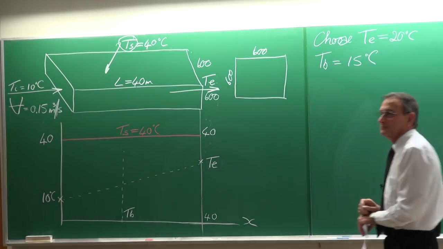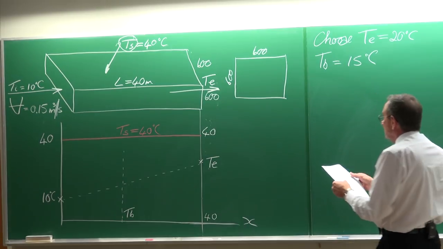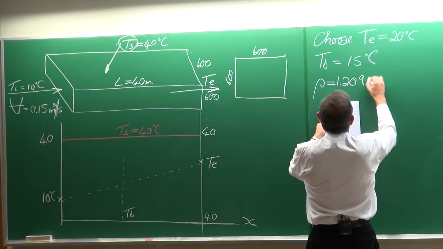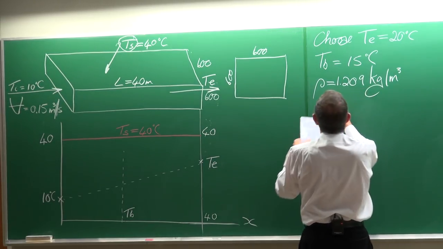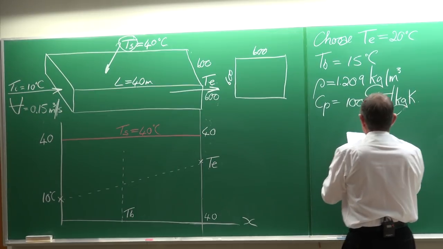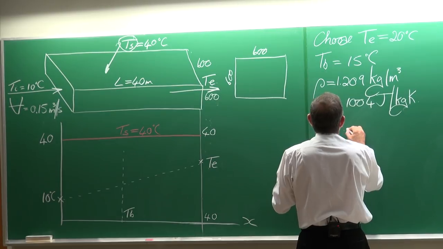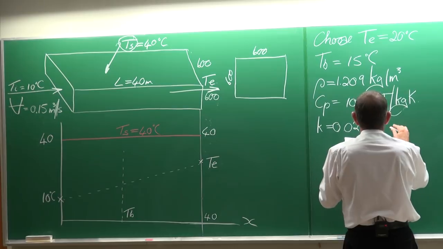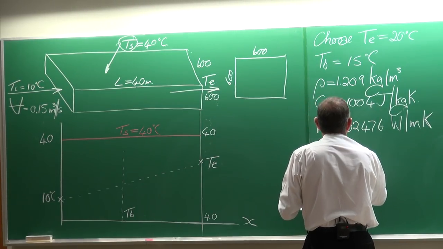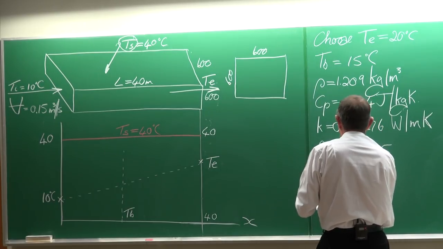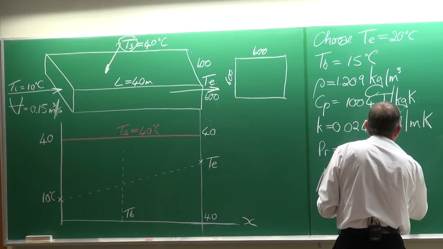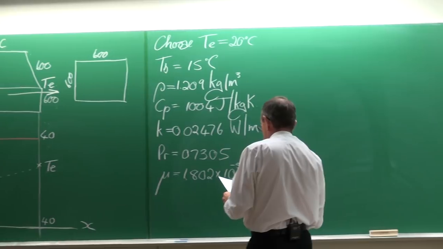is 15 degrees Celsius. At 15 degrees Celsius, you can go and look in the textbook of Cengel, then we can get the properties for air. Density is equal to 1.209 kilograms per cubic meter. Cp is equal to 1004 joules per kilogram Kelvin. The thermal conductivity, k, is equal to 0.02476 watts per meter Kelvin. The Prandtl number is equal to 0.7305. And the viscosity is equal to 1.802 multiplied by 10 to the minus 5 square meters per second.